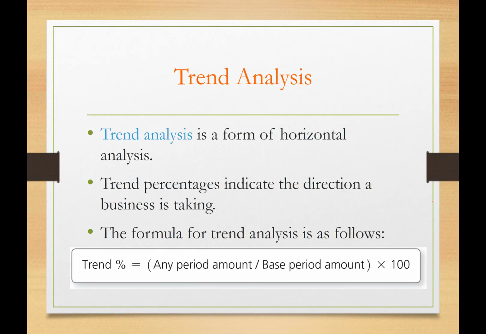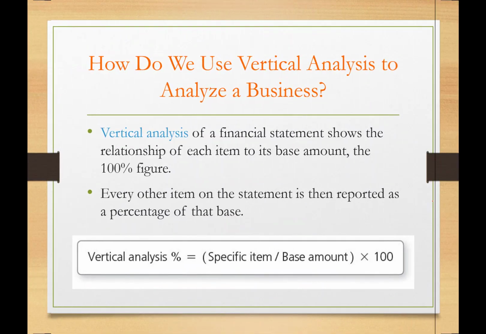When we think of trend analysis, that's also another form of horizontal analysis. Basically, you can think about trend being what direction the business is taking. The way that you would calculate the trend percentages would be to take any period amount, divide by the base period amount, and multiply by 100. And again, you can see whether the trend is going in the right direction or the wrong direction, and then hopefully make some adjustments to correct that, or continue on the good path.